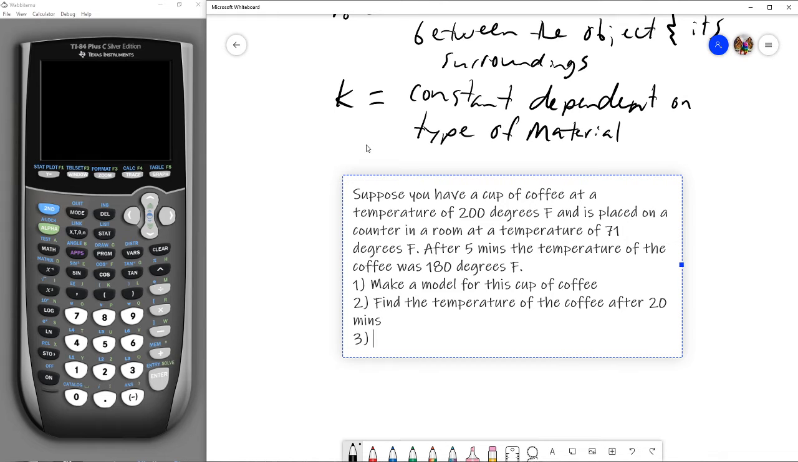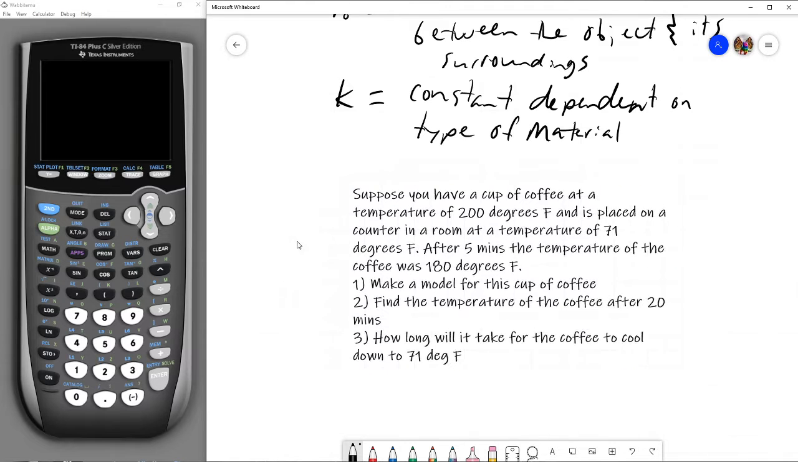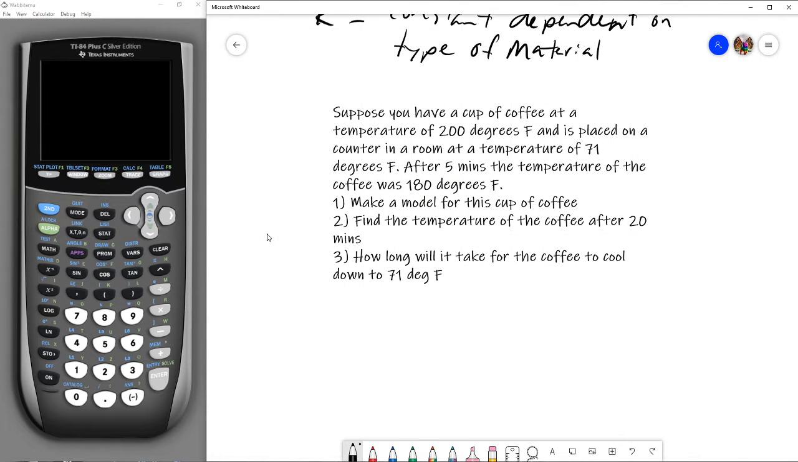Three, how long will it take for the coffee to cool down to, let's say, room temperature, 71 degrees? How long will it take for it to reach the temperature of the room? And then, yeah, we'll call that good. Alright, so we got 3 questions here.